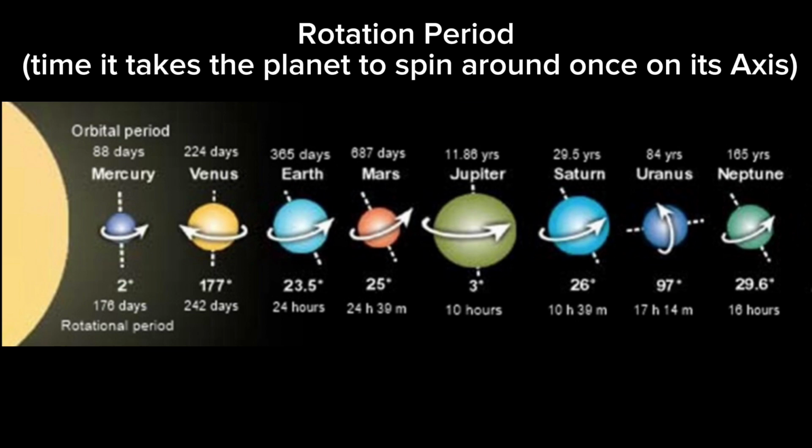Rotation period. Mercury takes 176 days to rotate. Venus takes 242 days to rotate. Earth takes 24 hours to rotate. Mars takes 24 hours and 39 minutes to rotate. Jupiter takes 10 hours to rotate. Saturn takes 10 hours and 39 minutes to rotate. Uranus takes 17 hours and 14 minutes to rotate. Neptune takes 16 hours to rotate.